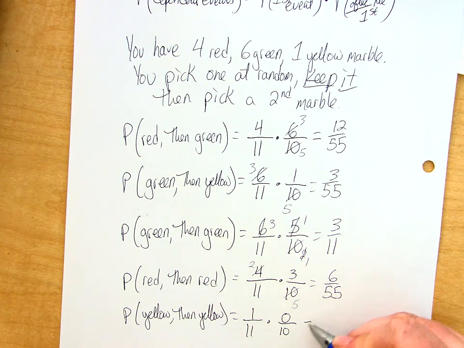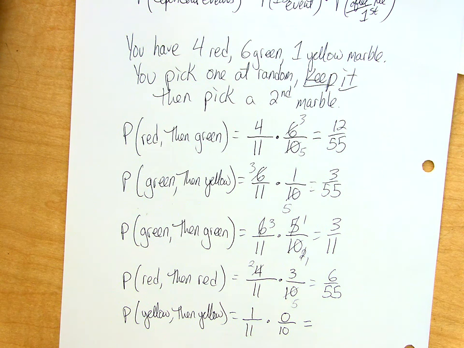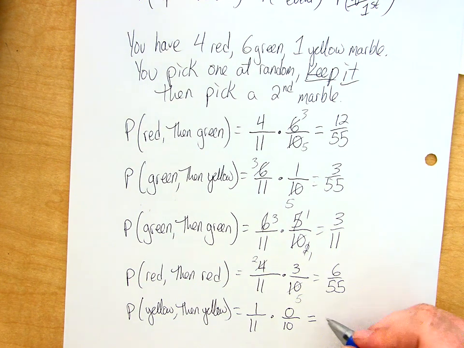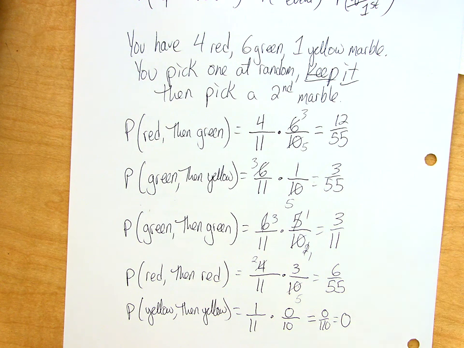When you do this math out, what does that equal? 0 over 110, which is 0. Think about it, guys. It's impossible. If something has a probability of 0, it means it's never going to happen. It's impossible for you to choose a yellow, keep it, and then choose another yellow if there's only one in the whole set. Does that make sense?